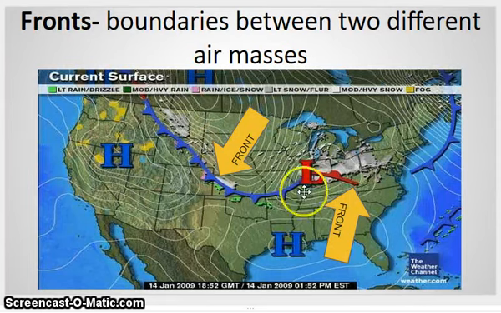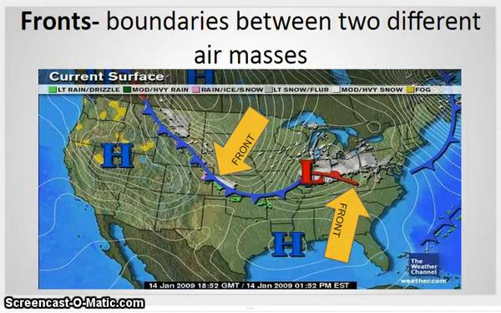The front represents literally the front of an air mass. So if you're talking about a front, here we see a big cold front. That means that everything behind it is cold air, and this is the front edge of that cold air. And then here's a little bit of a warm front, so that means everything behind it is warm, and the warm air is moving up.